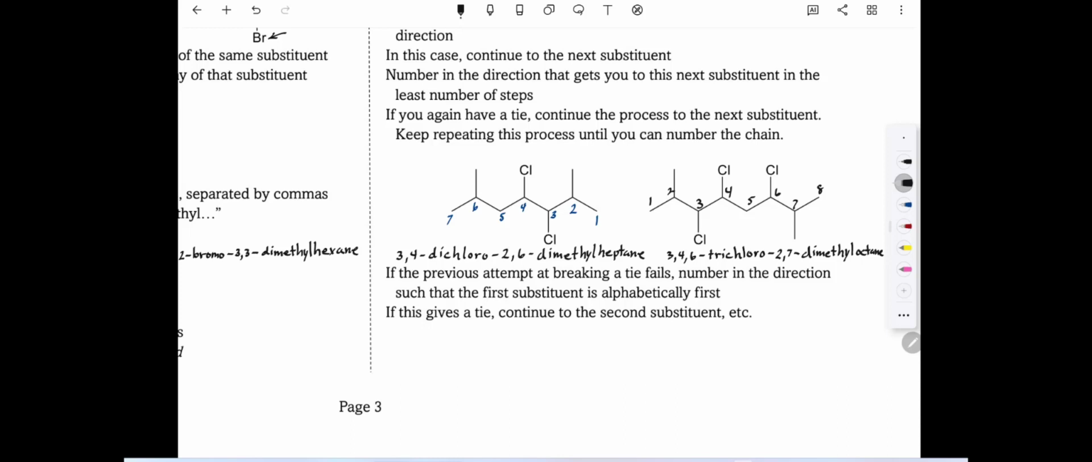Here's a good demonstration of the fact that we are not looking at the prefixes when alphabetizing, because chloro alphabetically comes before methyl, even though di comes before tri alphabetically.